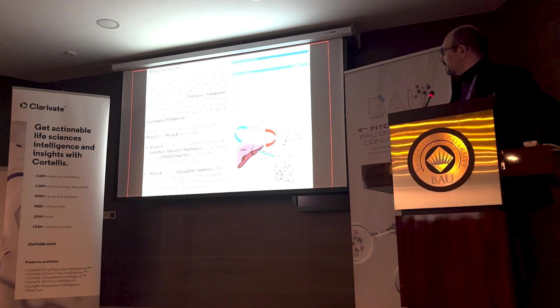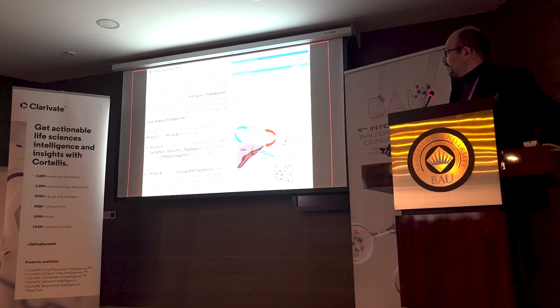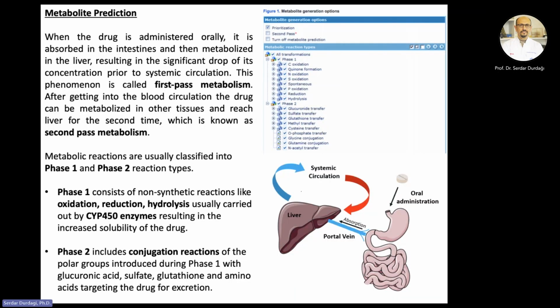If you start with a small molecule, it may be broken down, or some subgroups may be added because of these metabolites. Sometimes we can have first pass metabolism, and if, after getting into the blood circulation, the drug is metabolized in other tissues and reaches the liver a second time, the liver can metabolize the molecule again. This is called second pass metabolism. In Metacore Metadrug, we can predict both first pass and second pass metabolism metabolites.